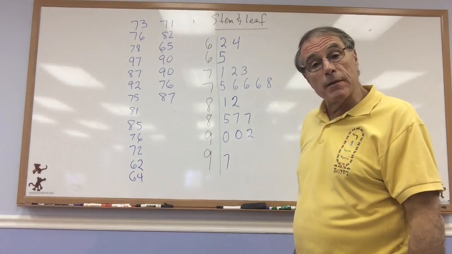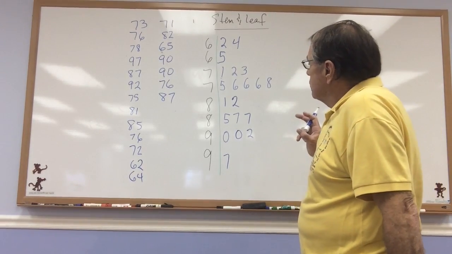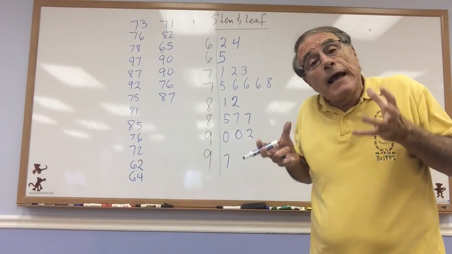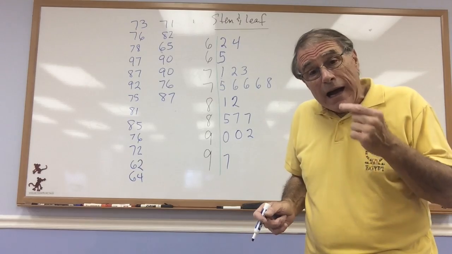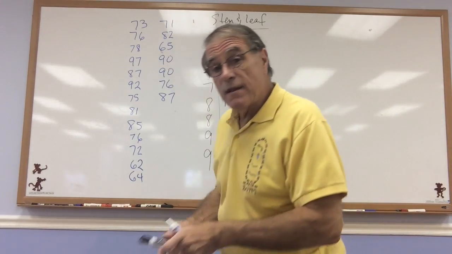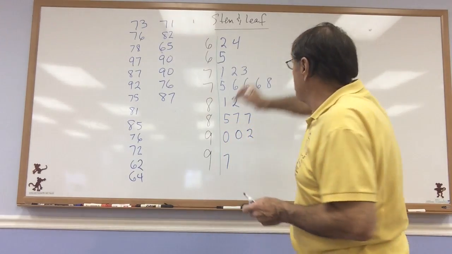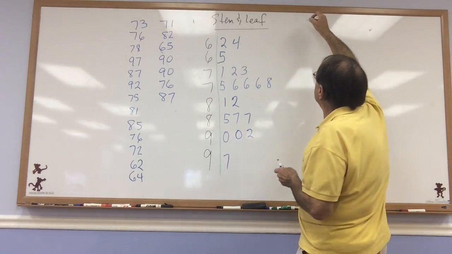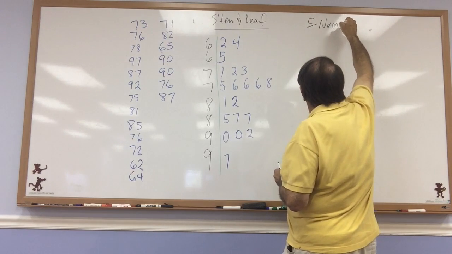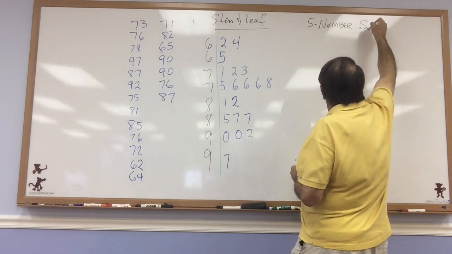So here's my stem and leaf. Now what is really cool, now I've got 20 pieces of data. So now that I have the stem and leaf, I can easily identify what we call the 5-number summary. Okay? I'm going to identify the 5-number summary.